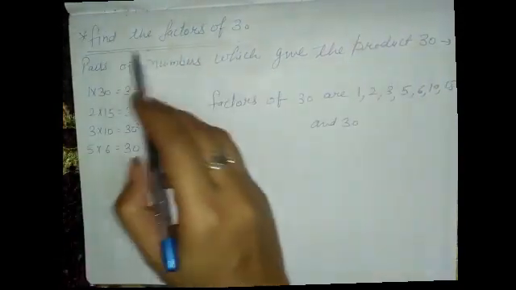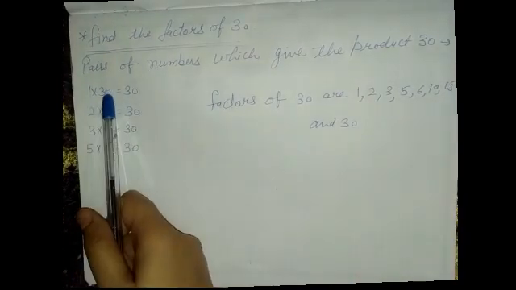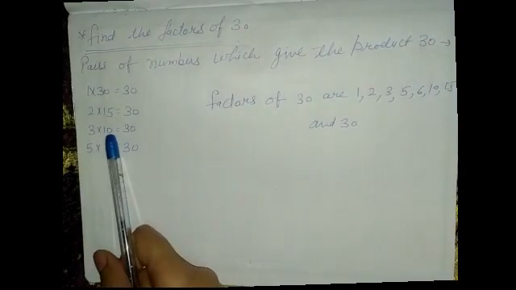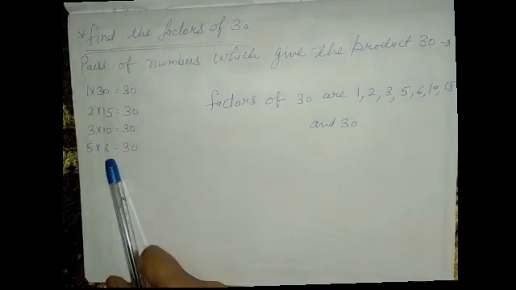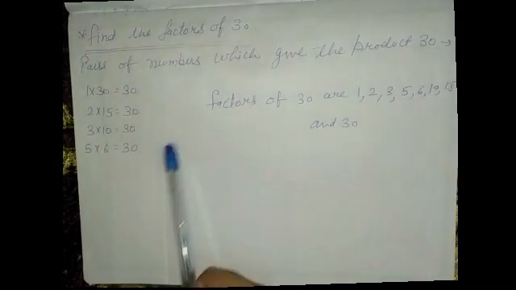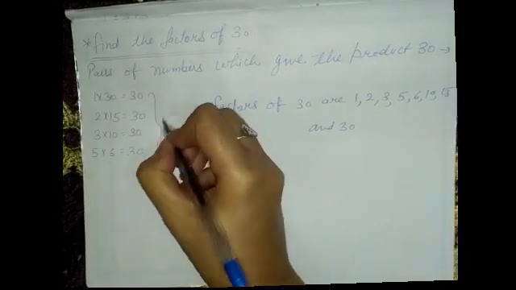This is the question: find the factors of 30, right? So firstly, find the pairs of numbers which will give you the product 30. You have to think of two numbers such that if we multiply those two numbers, the answer should be 30. Let's see here: 1 into 30, 30; 2 into 15, 30; 3 into 10, 30; 5 into 6, 30. So we got 4 pairs of numbers which give the product 30. No other pair of numbers when multiplied will give the product of 30. So we are having these 4 pairs.